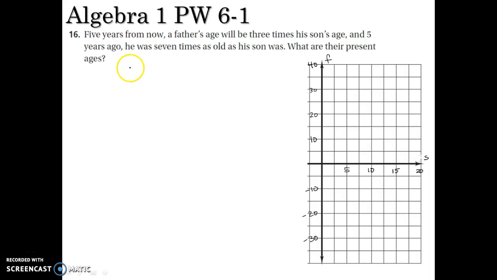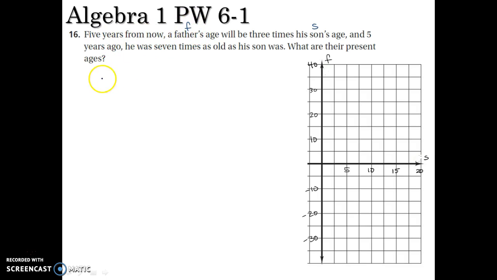Alright, let's see if we can figure out how old this father and son are. 5 years from now, a father's age will be 3 times his son's age, and 5 years ago, he was 7 times as old as his son was. So I'm going to let F represent the father's age and S represent the son's age. And that's going to be their age right now.